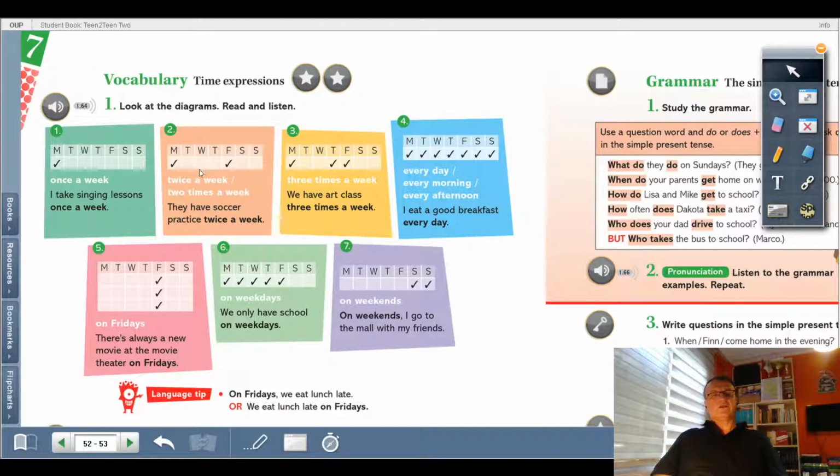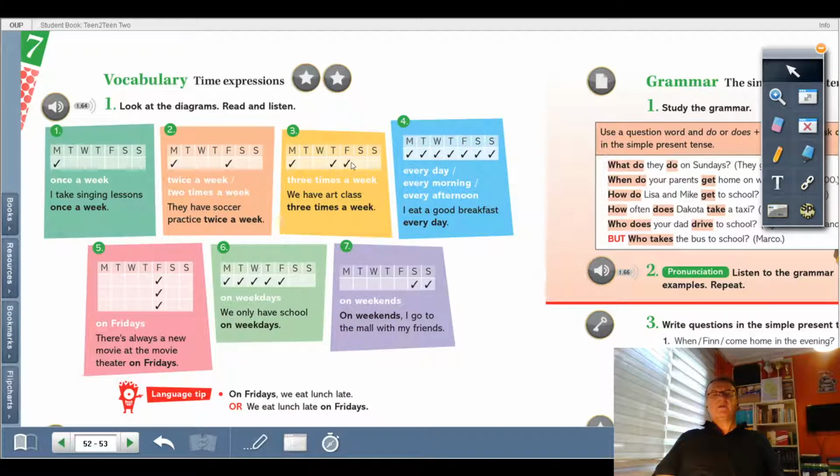So look at here, 2. Look at the diagrams. Read and listen. Twice a week. 1, 2. This is the week. And 2 times. Or we say twice a week. 2 times a week is okay. No problem. They have soccer. That means football in Turkey. Soccer practice twice a week.